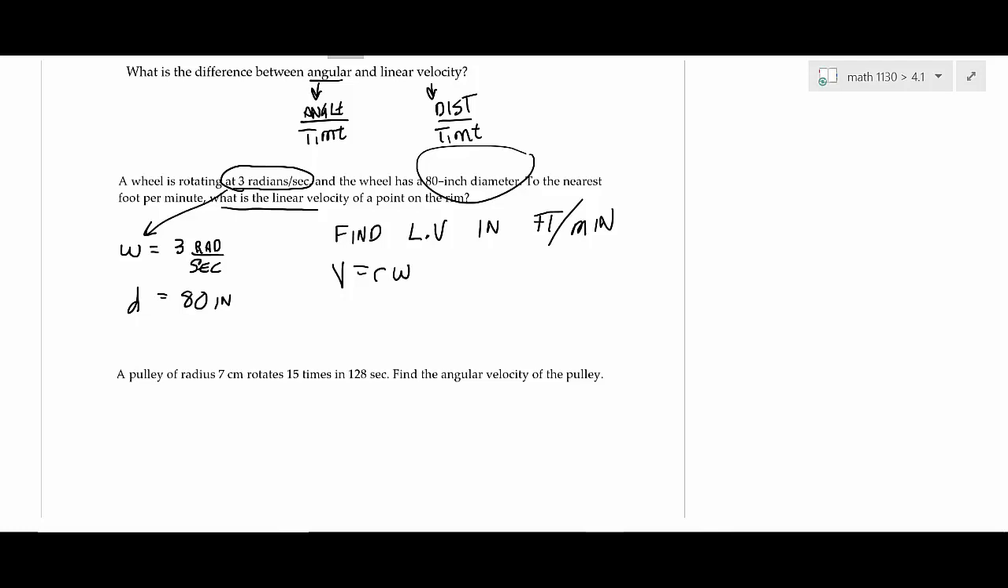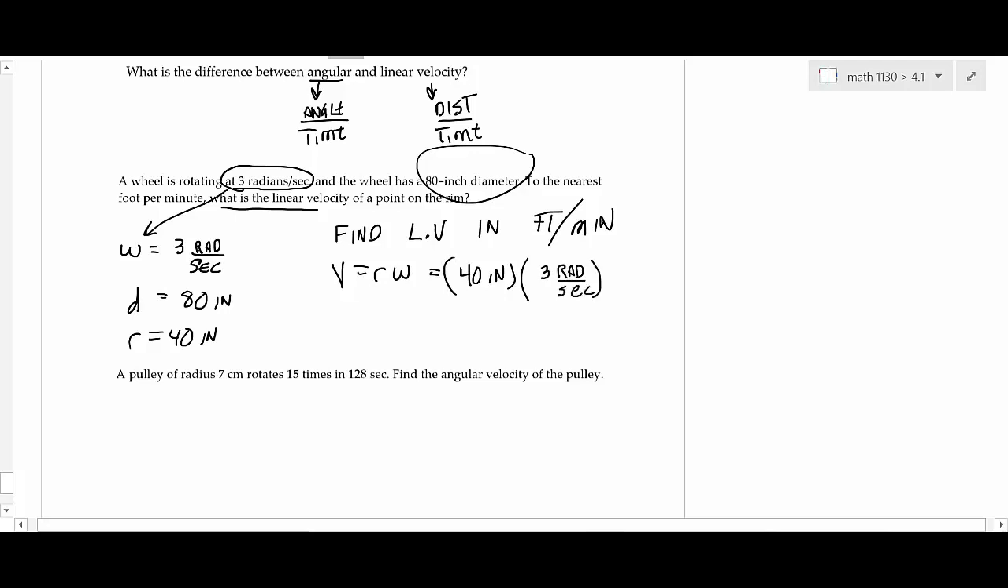Remember, a radius is half of the diameter, so that would mean your radius on this is going to be 40 inches, okay? So when you put this together, you're going to take the radius, which is 40 inches, and multiply that by the angular velocity, which is 3 radians per second, like that. Okay, now we have to change this to the right units. You're supposed to put this in feet per minute.